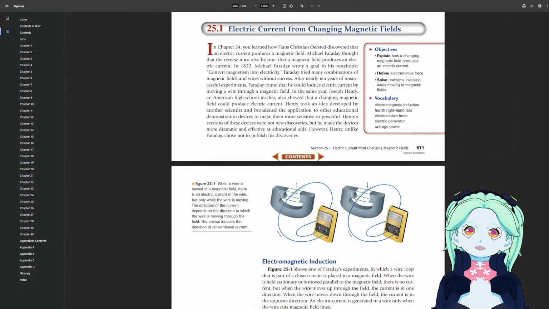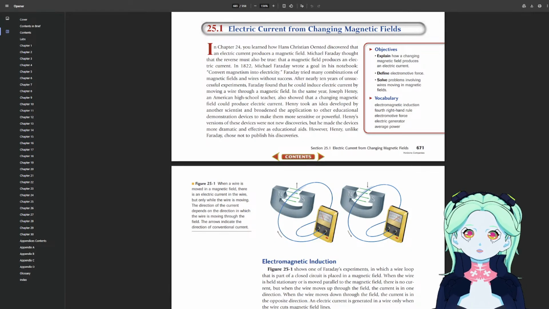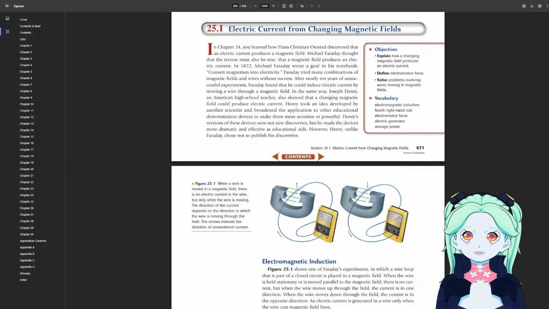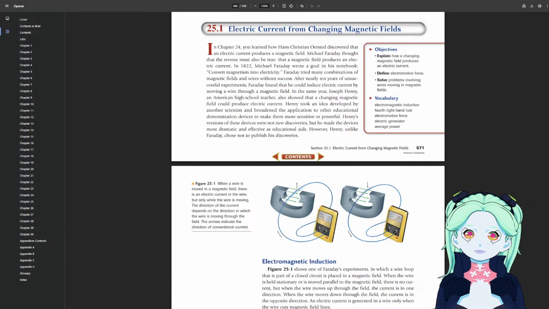So 25.1, electric current from changing magnetic fields. In chapter 24, you learn how Hans Christian Ørsted, you mean the dragon god from Mushoku Tensei, discovered that an electric current produces a magnetic field. Michael Faraday thought that the reverse must also be true, that a magnetic field produces an electric current. In 1822, Michael Faraday wrote a goal in his notebook: convert magnetism into electricity. Faraday tried many combinations of magnetic fields and wires without success.